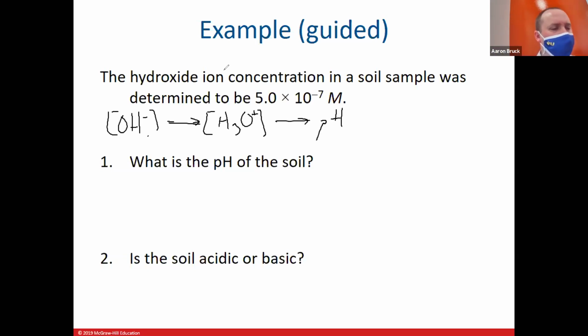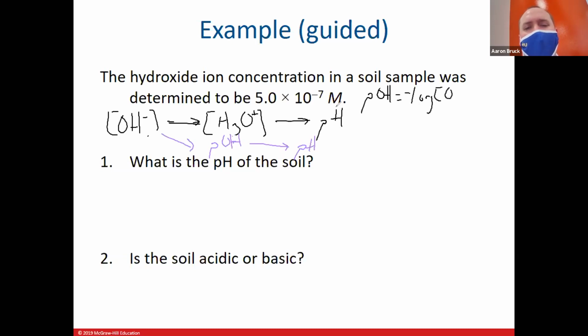The other approach would be to turn this into what we would call the pOH, and then turn the pOH into pH. Now, we haven't talked about pOH yet, but it's cut from the same cloth as what we just did with hydronium. pOH is equal to the negative log of the hydroxide concentration.